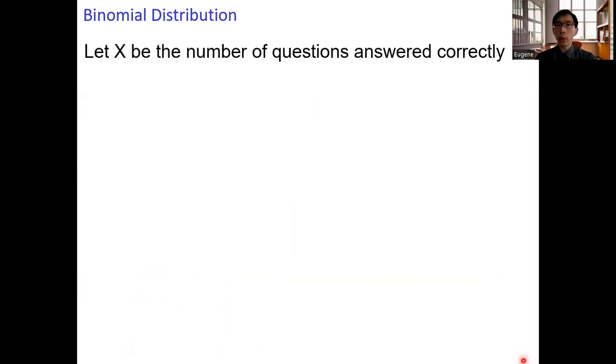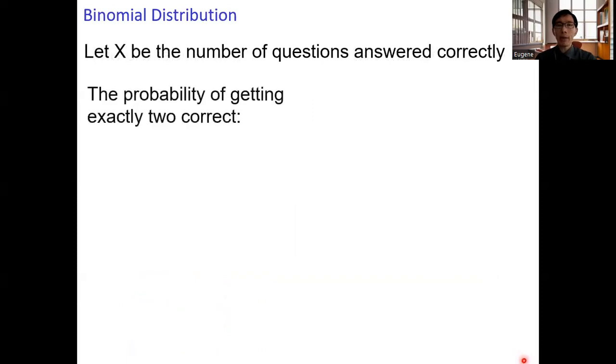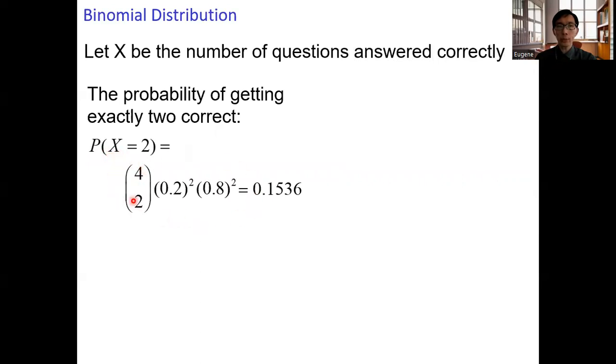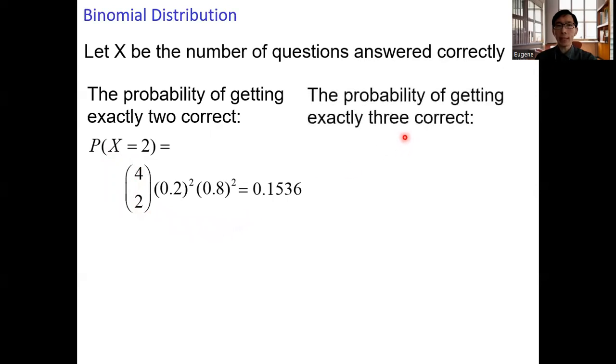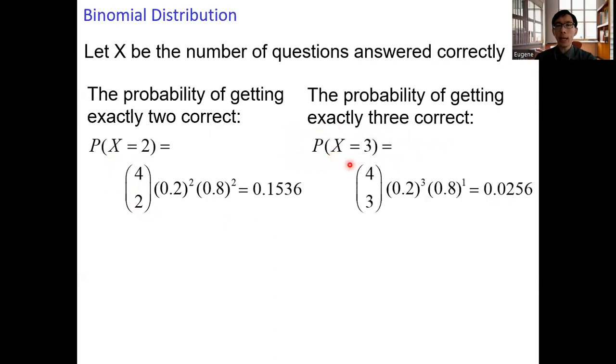Let x be the number of questions answered correctly. We have done the case of getting exactly 2 correct: we have P of x equals 2, and we get the expression. And we also computed the probability of getting exactly 3 correct. The expression is P of x equals 3, and we have the following expression. Can you see the similarity between the two expressions?